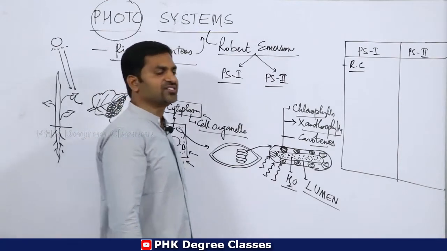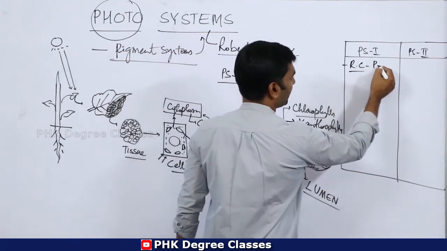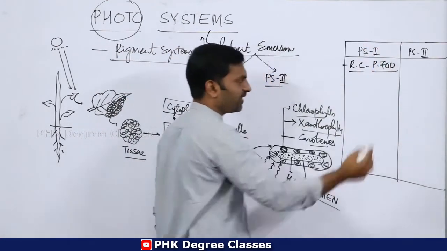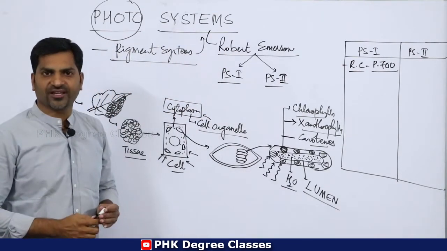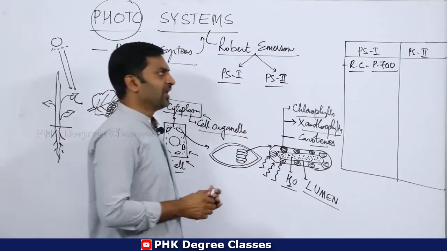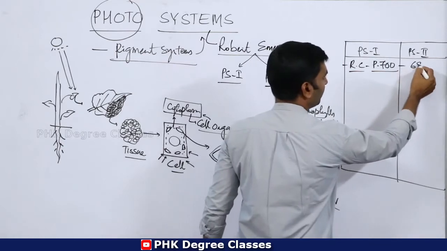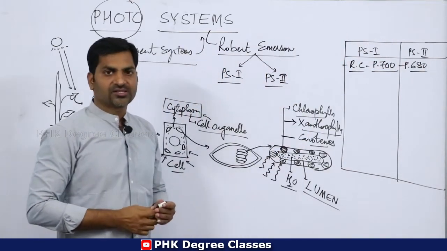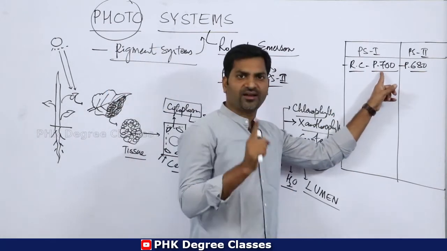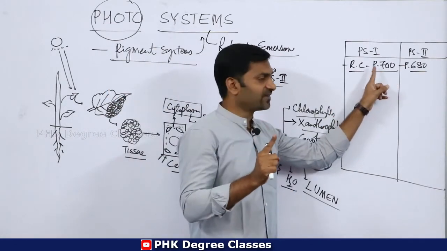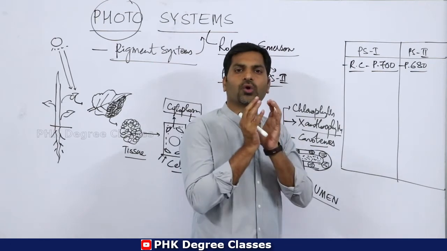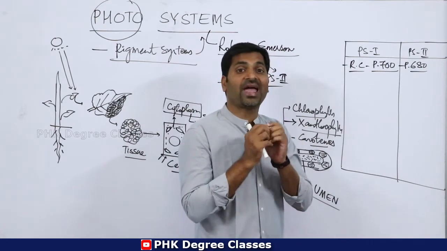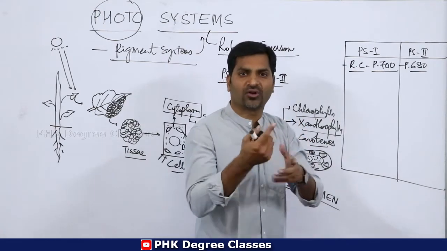PS1 reaction center can be P700. Okay. PS1 reaction center is what? P700. Then PS2 reaction center will be 680. That is P680. Okay. So P700, 700 indicates what? P700 indicates a chlorophyll molecule that is very active when compared to other chlorophyll molecules.